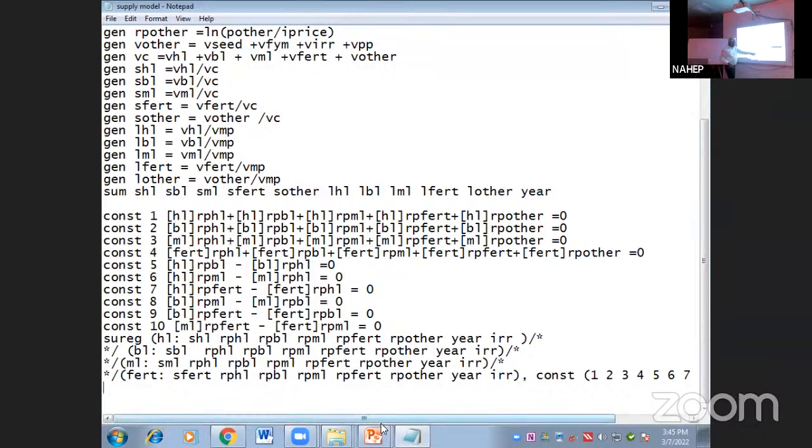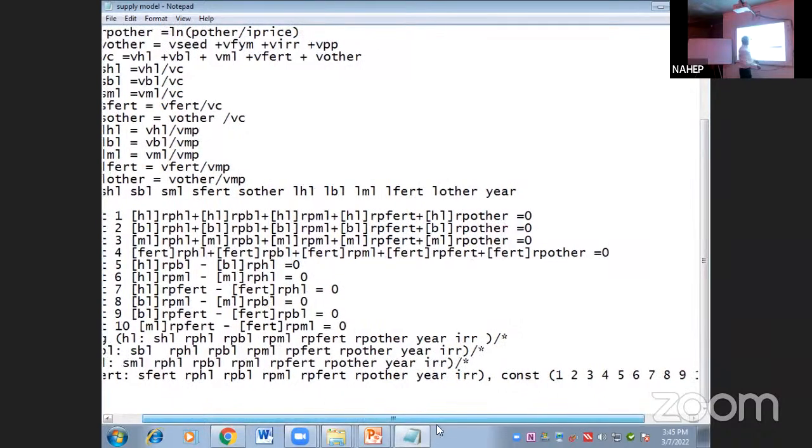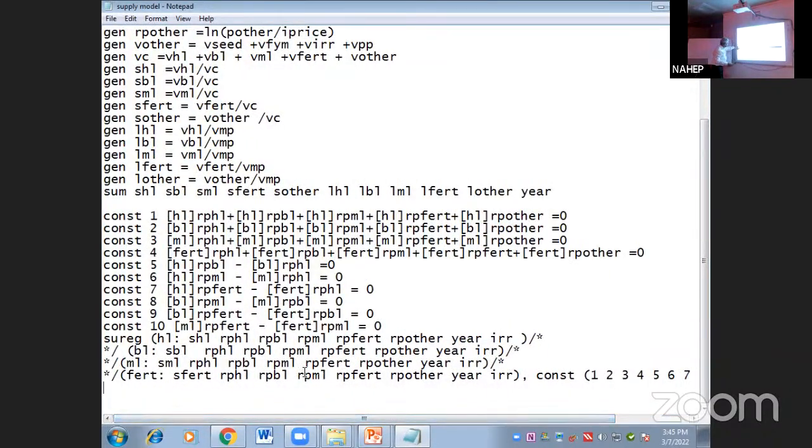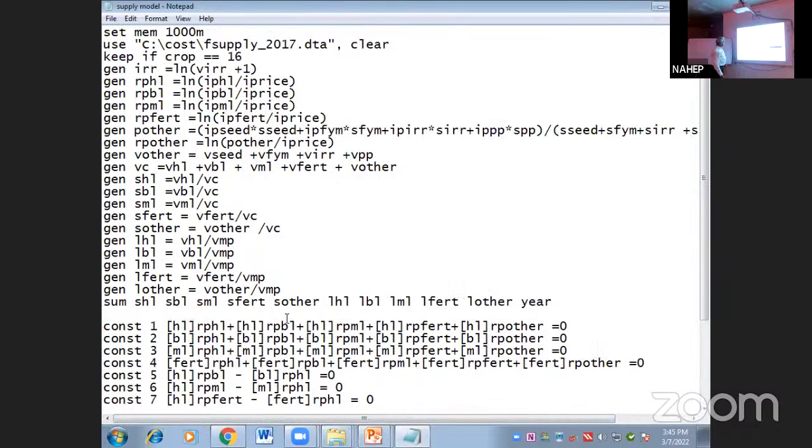Then I apply the constraints here. 1, 2, 3, 4, and these all constraints 1, 2, 3, 4, 9, 10, and then estimate it. So this is the algorithm we write, and then we run the model under this step.